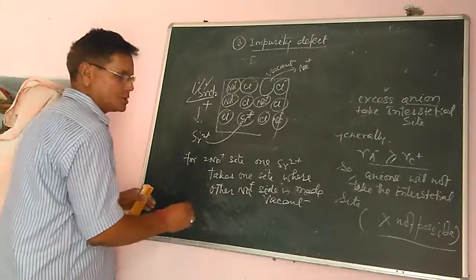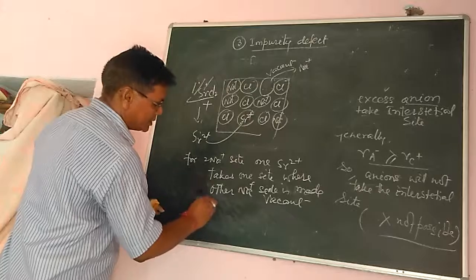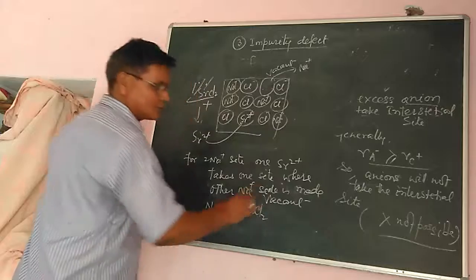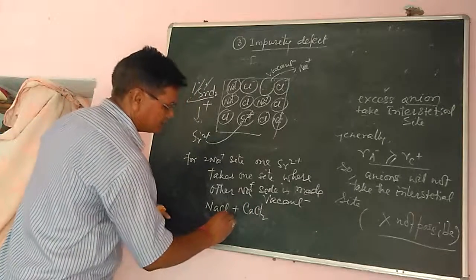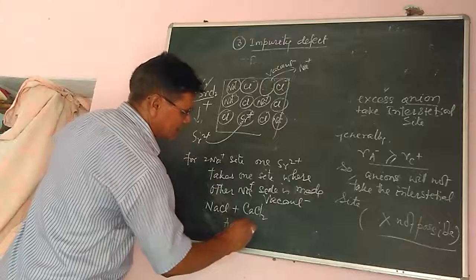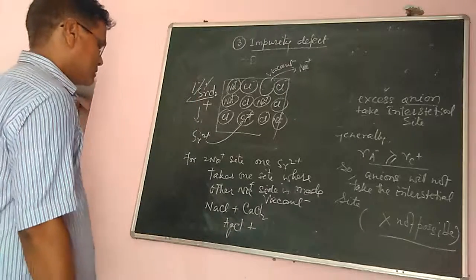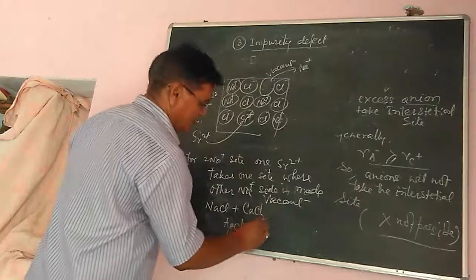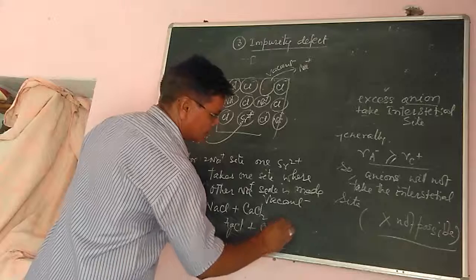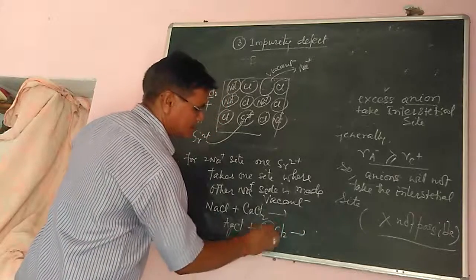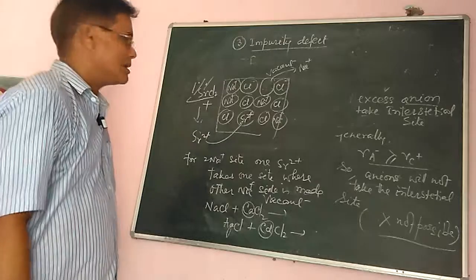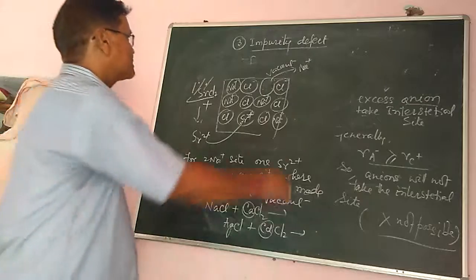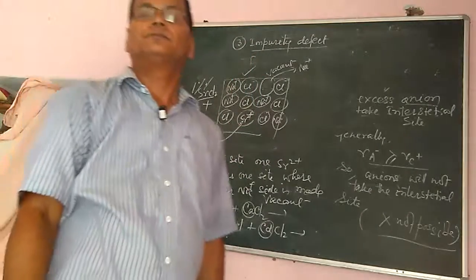Other examples are sodium chloride with calcium chloride; we can also use silver chloride, and other impurities having higher charge, such as cadmium chloride etc. That is, foreign metal ions will shift into the crystals by making one site vacant. So this causes the impurity defect.